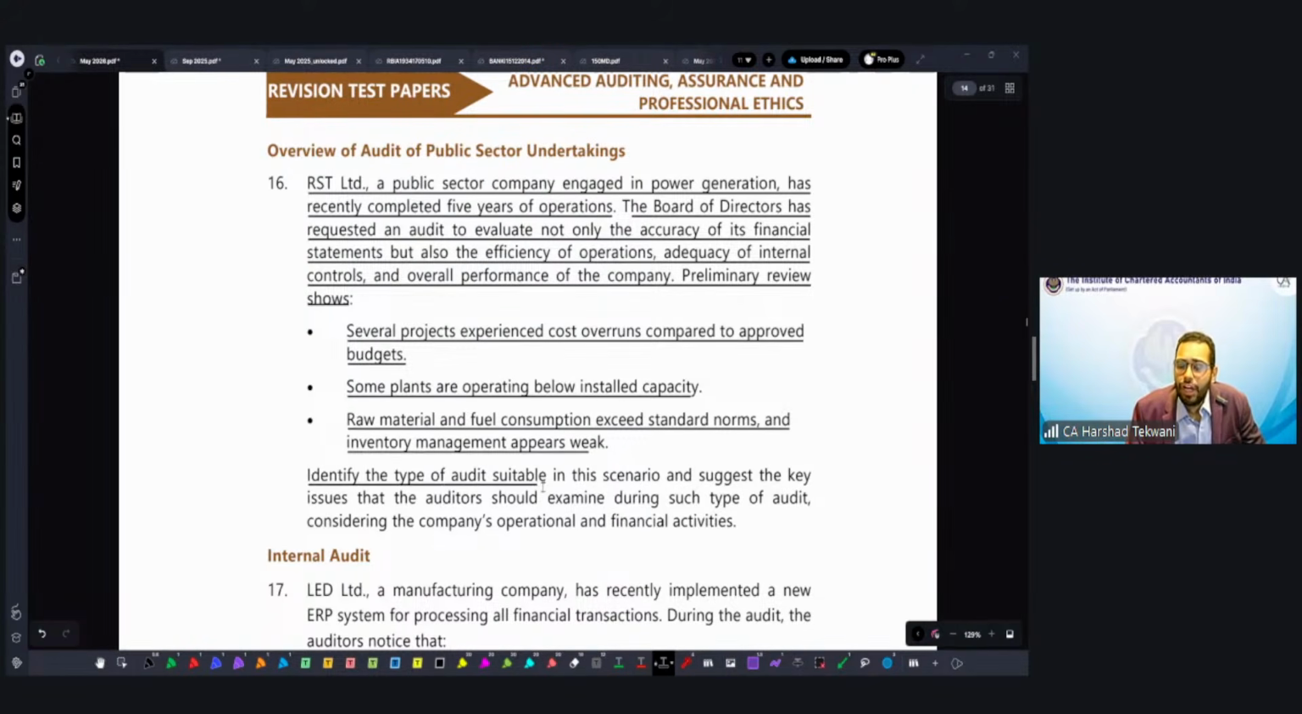Identify the type of audit suitable in this scenario and suggest the key issues that the auditor should examine during such type of audit, considering the company's operational and financial activity. This is very important because first of all, we need to identify what kind of audit we have to perform. What kind of audit do you think we need to perform in this scenario? Anyone? What kind of audit we need to perform in this scenario?